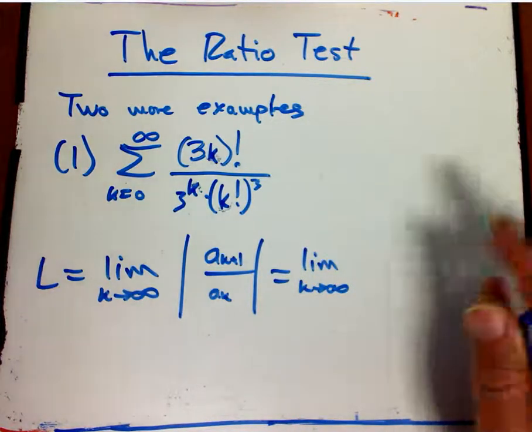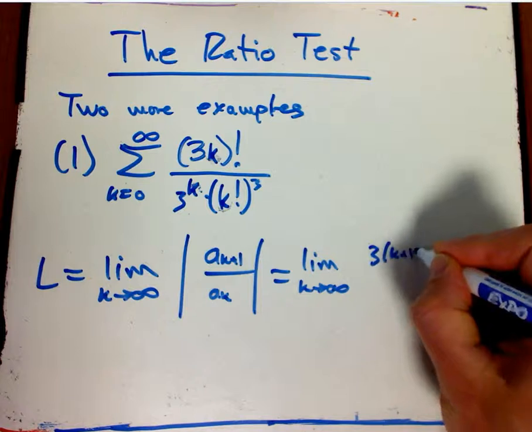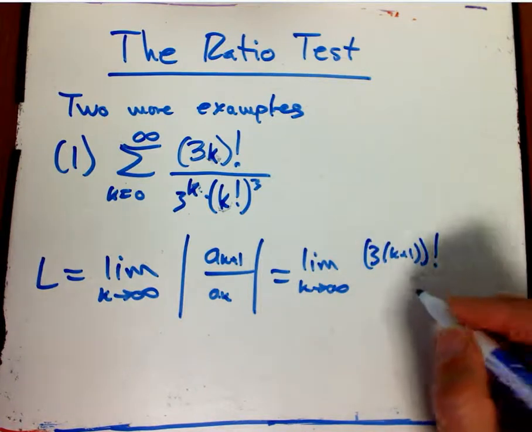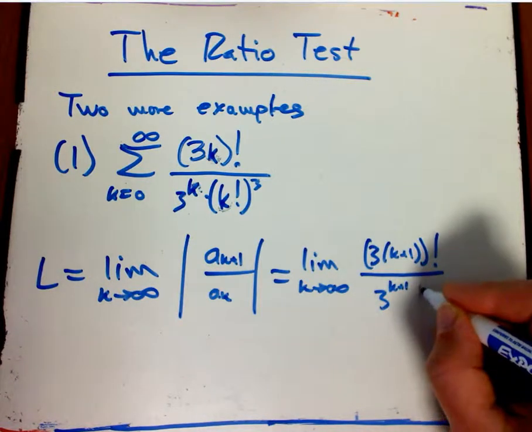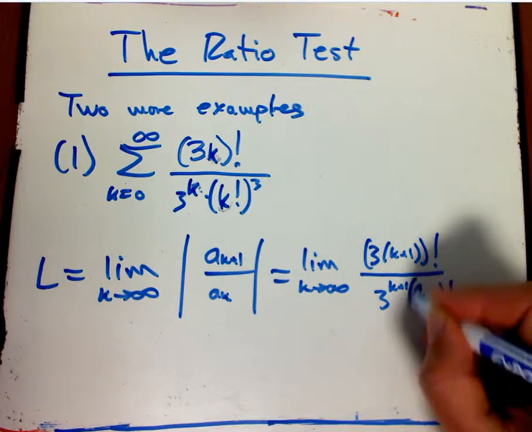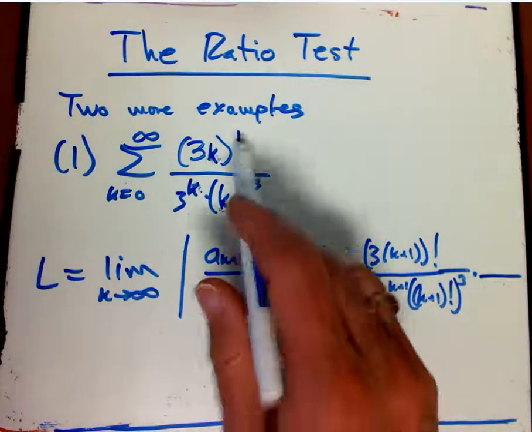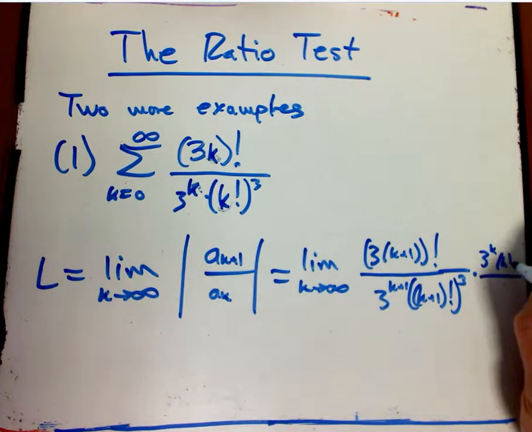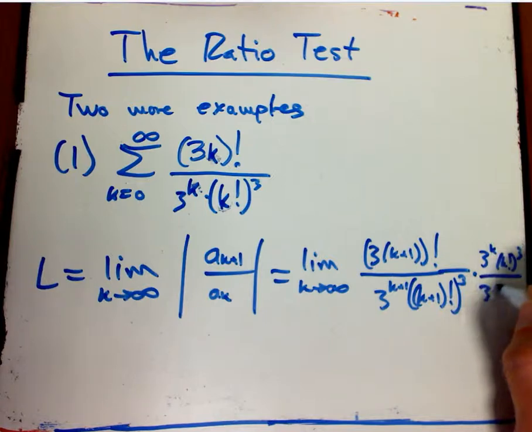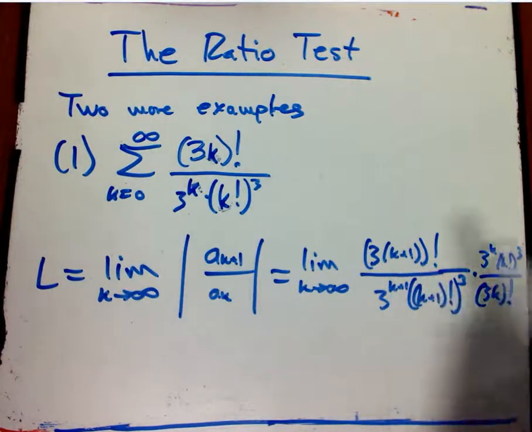Okay, now we're going to have to do that really carefully. So we're substituting in k plus 1 and tripling it and then factorialing it. And then 3 to the k plus 1, and then the quantity k plus 1 factorial, and then cubed. And then we're dividing by this guy, so we're multiplying by the reciprocal, 3k factorial. That's a little bit intimidating kind of expression, but I claim there's lots of cancellations, and we'll be able to figure out the limit of that as k goes to infinity.